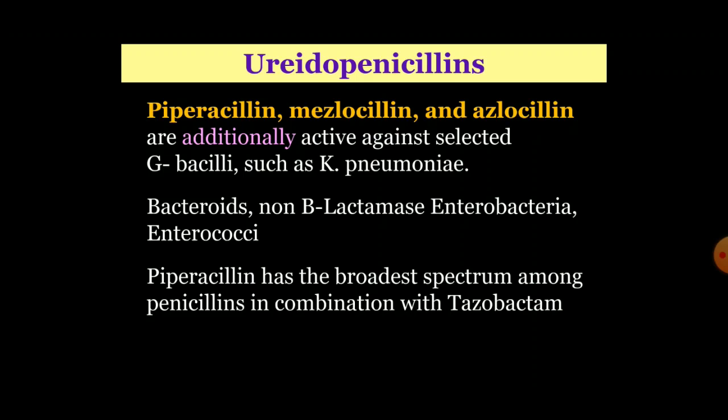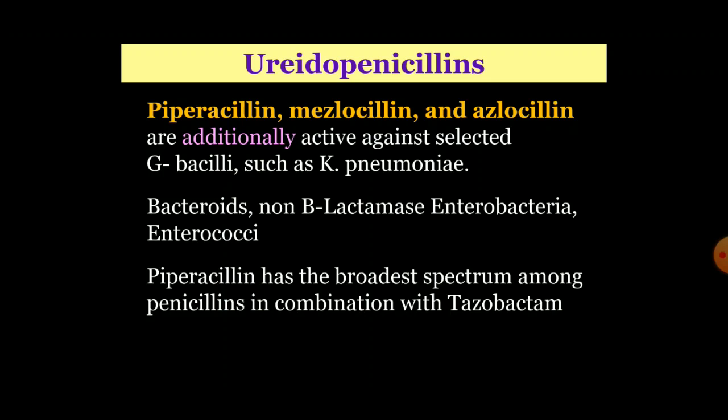So the term broadest should be replaced by the term extended. The most extended spectrum penicillin is piperacillin. Piperacillin is basically a ureidopenicillin, and its activity, as I mentioned, is against gram-negative bacilli, but we are emphasizing Pseudomonas aeruginosa, as it is also a kind of penicillin which is known as anti-pseudomonal penicillin.